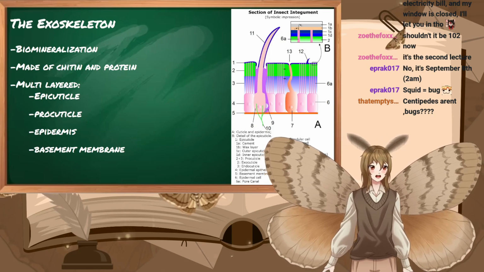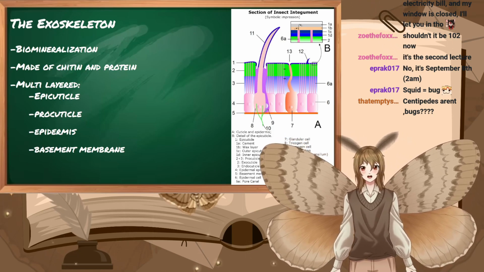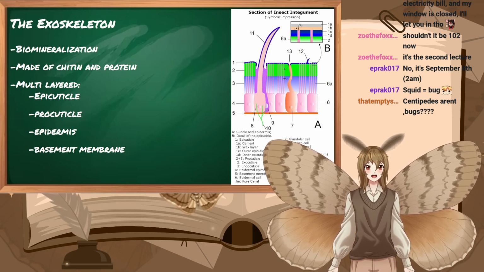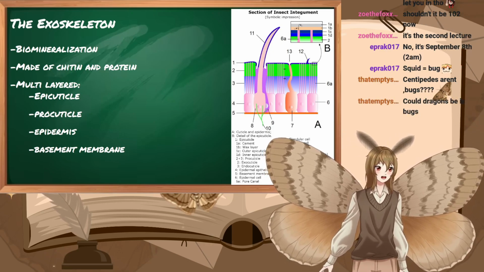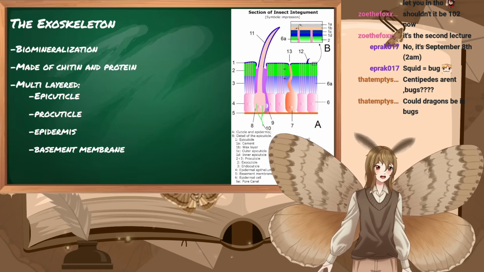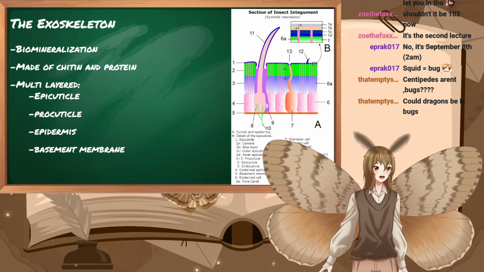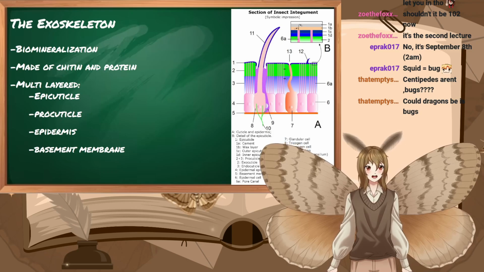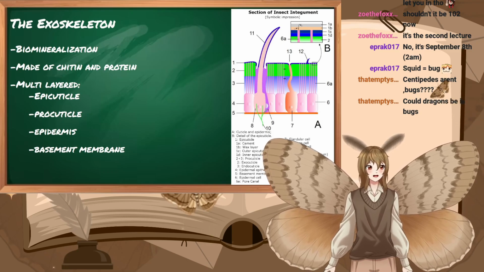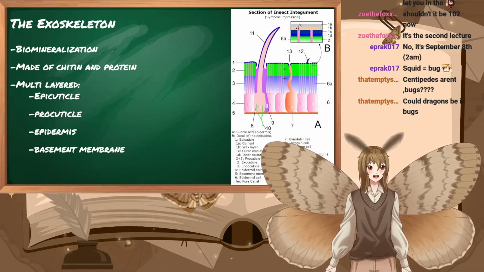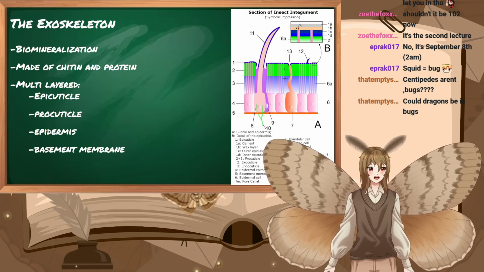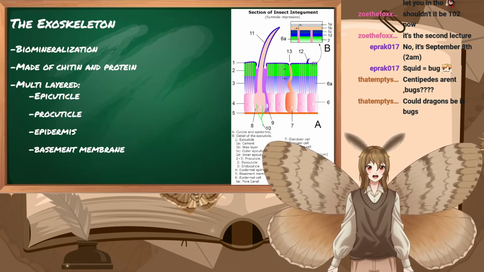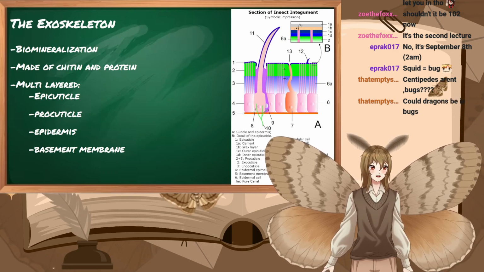Let's get more into the exoskeleton, which is one of the most important parts of an insect because it usually serves as defense and is pretty much the only defense most of them have. Could dragons be bugs? No. They would be, if they were small enough, potentially. They would need an exoskeleton though, so not just scales. They would need to have 6 legs and an open circulatory system.